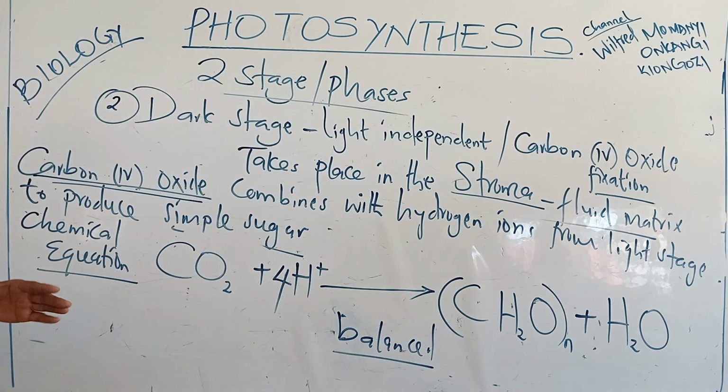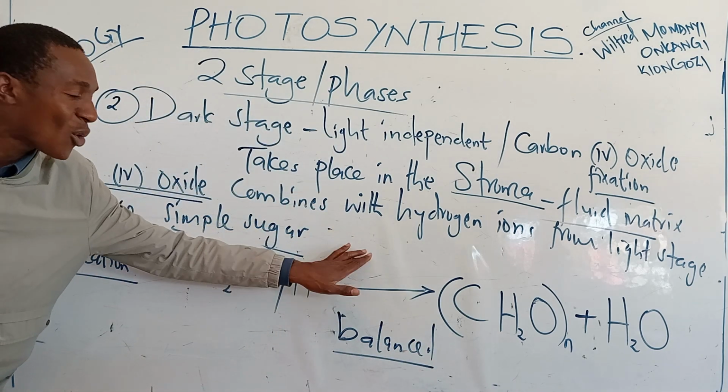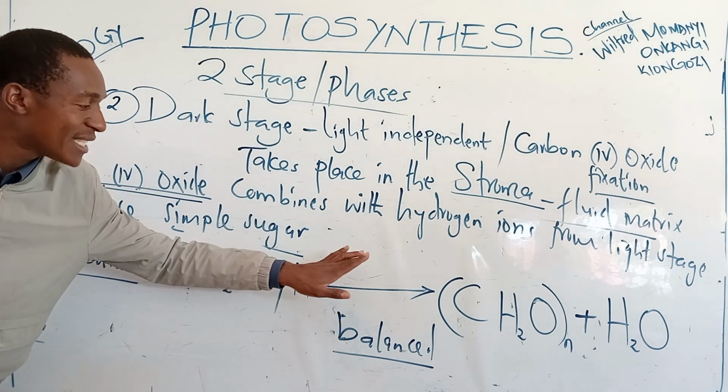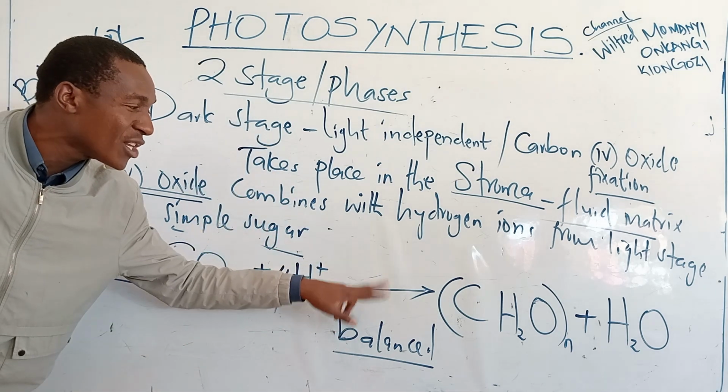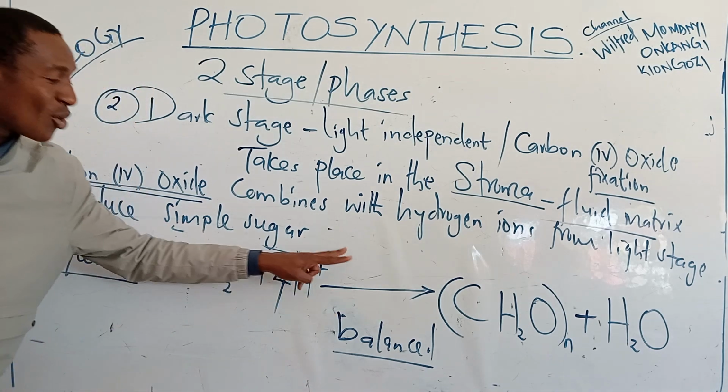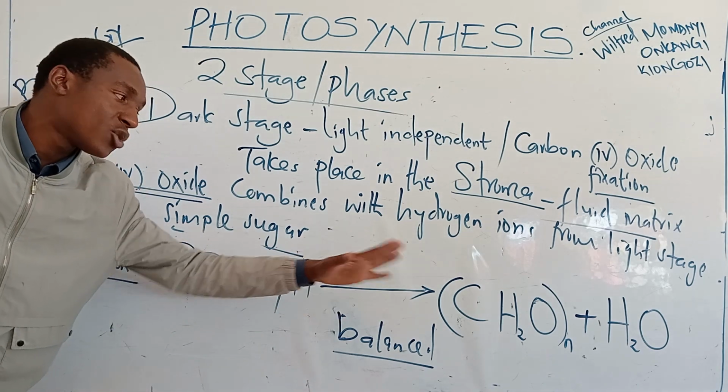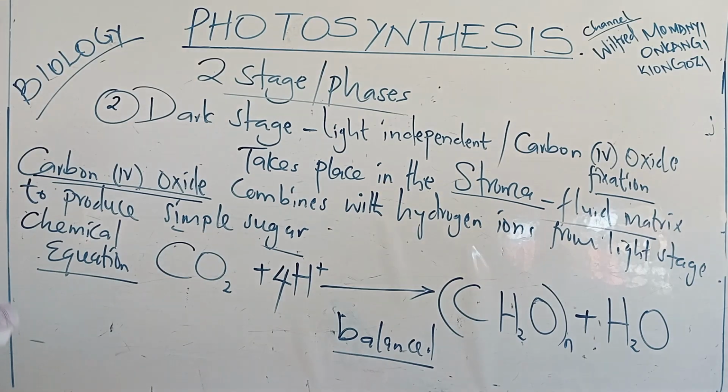In this case, I have not indicated any condition necessary here because we said light is not useful. So we have not indicated any condition here. If you write that condition of UV or sunlight energy, you get it wrong because this is the dark stage.